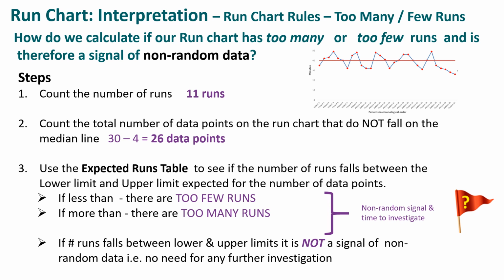Now we need to use the expected runs table to see if the number of runs falls between the lower and the upper limit expected for the number of data points. If there are less than the lower limit, there are too few runs, and if there are more than the upper limit, there are too many runs. And these are non-random signals of change, so it's a time to investigate. And if the number of runs falls between the lower and upper limit, this is not a signal of non-random variation. In other words, you don't need to do any further investigation.